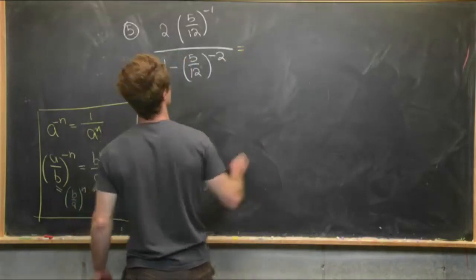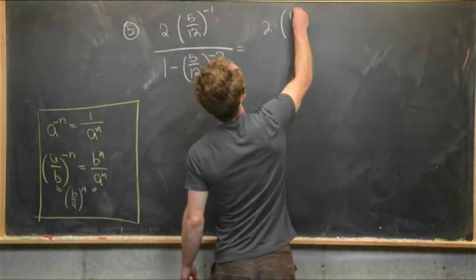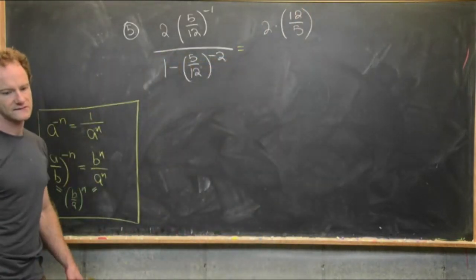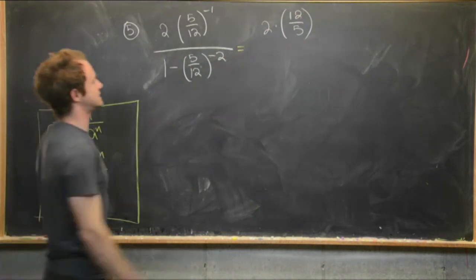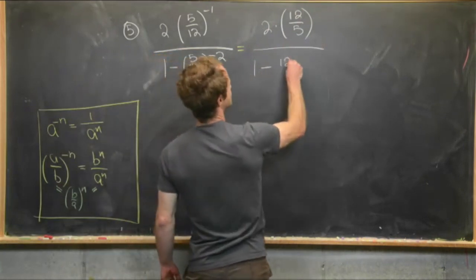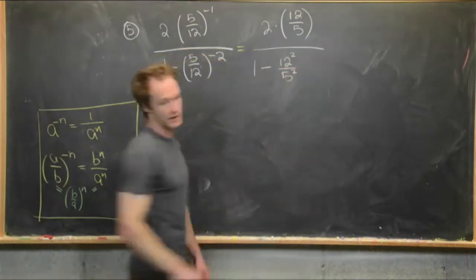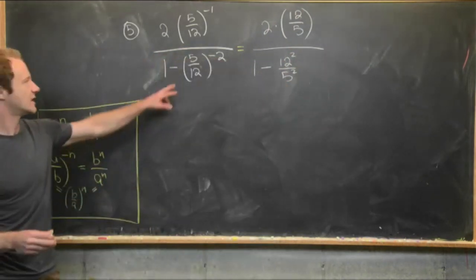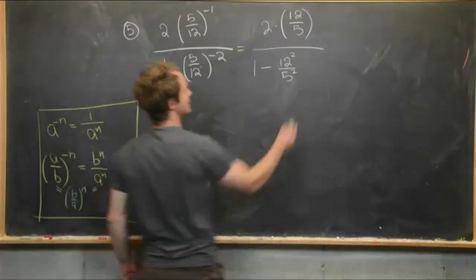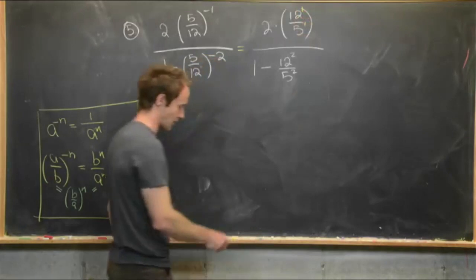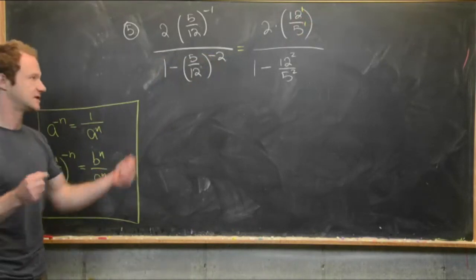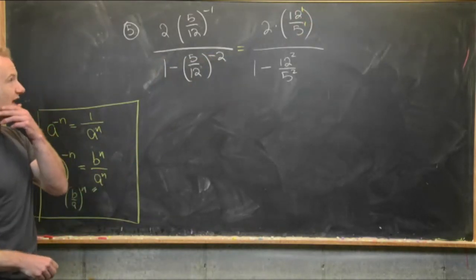So this is going to give us 2 times 12 over 5, like that. And then let's see. Down here we'll have 1 minus 12 squared over 5 squared. Right? So here we did the flipperoo, and then we had to raise it to the second power. Essentially we did the same thing over here, except we raised it to the first power using this rule, but raising it to the first power doesn't do anything, right? So x to the 1 is equal to x. Okay, so now we're pretty much all set.